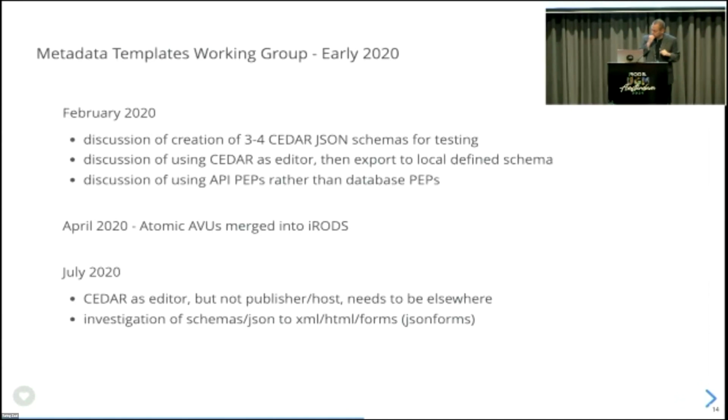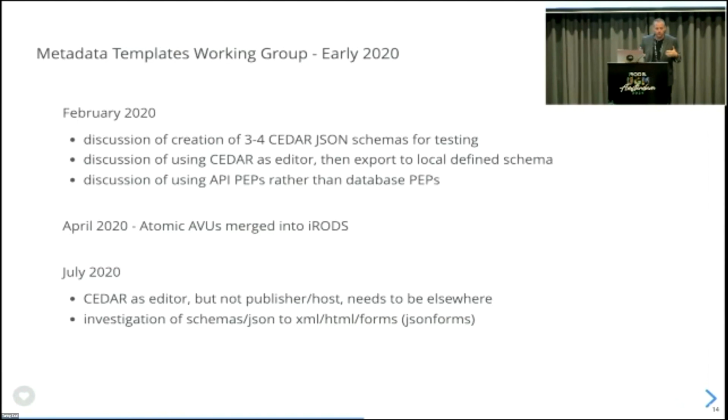Early 2020, we agreed that wouldn't it be cool if we had some demonstrated externally defined schemas that we could point to together and maybe kind of play with them. Let's use Cedar to do that. Let's export that. Let's use PEPs. Everything's a PEP, right? It's great. We figured out how to do atomic AVUs in 2020. That was real. Hooray, we did it.